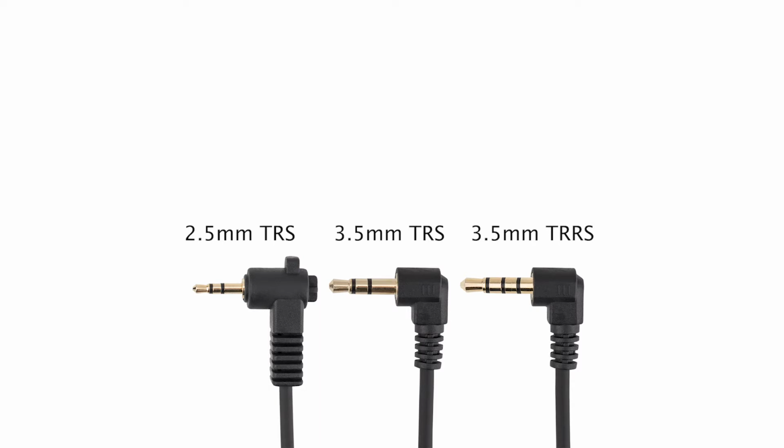In practice, TRS connections are typically used on a camera, a sound recorder, or a camcorder. TRRS cables are typically what you'd find on a phone, a tablet, or a smart device. By choosing the correct cable, you can properly input audio from your microphone into the recording device.